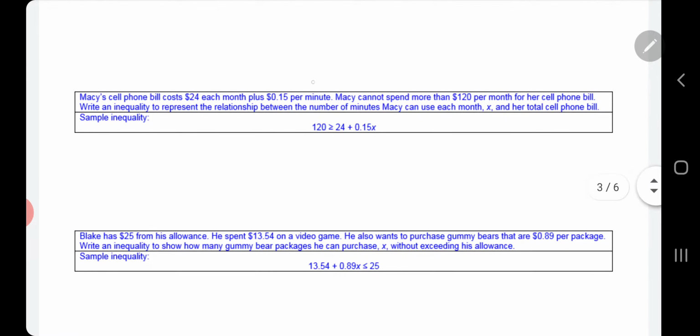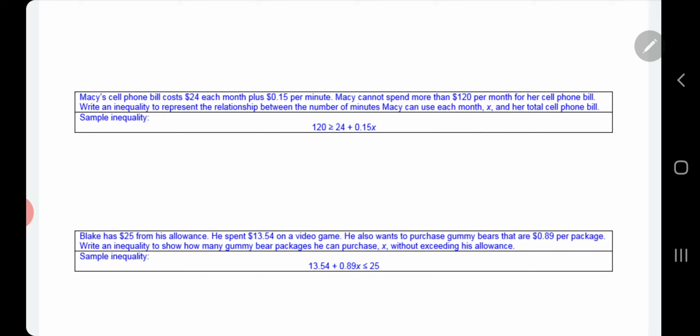So kind of the same thing as we did before when we talked about Macy's cell phone bill. We know she has to spend $24 each month. So 24 plus the 15 cents per minute. Once again, allowing X to represent the minutes that she talked. So once again, 15 cents times how many minutes she talked.